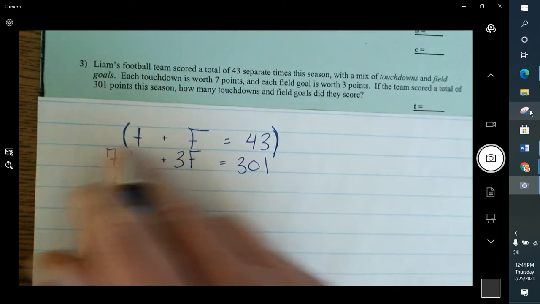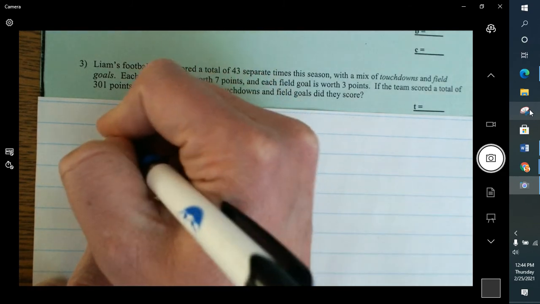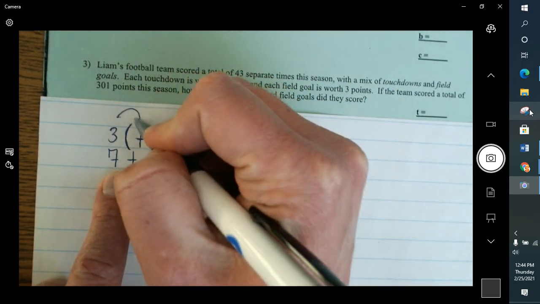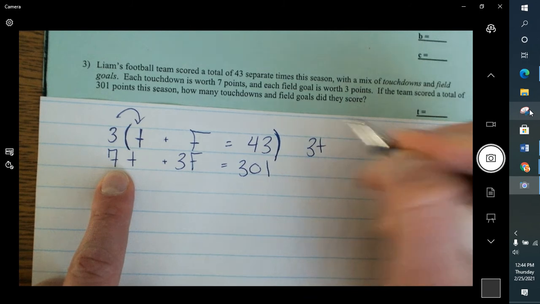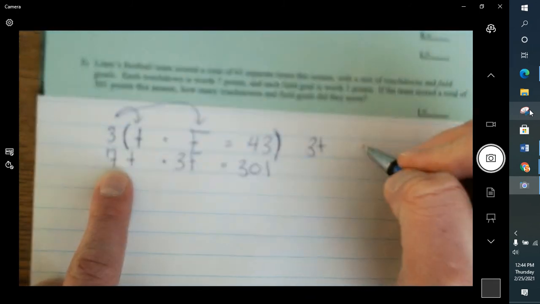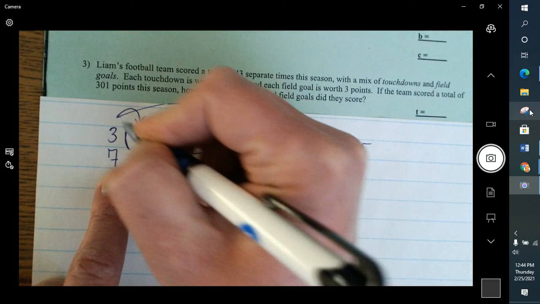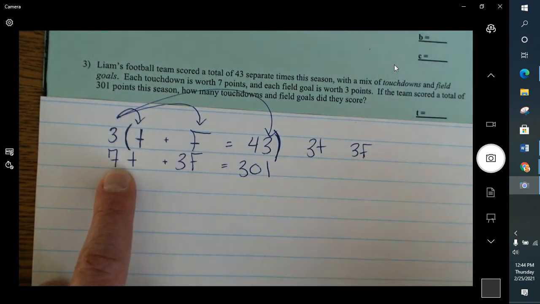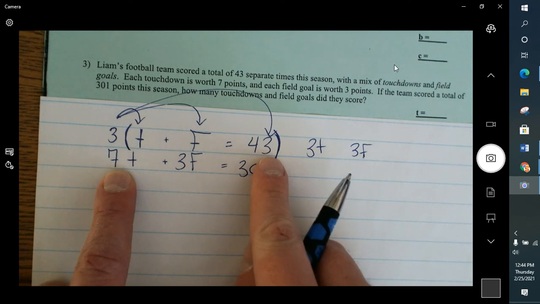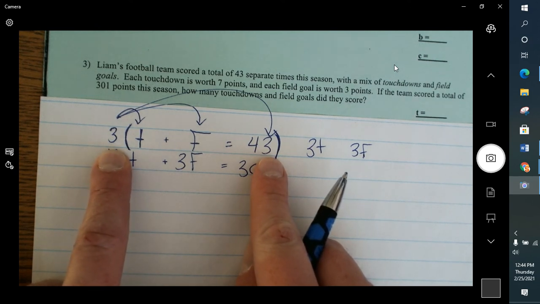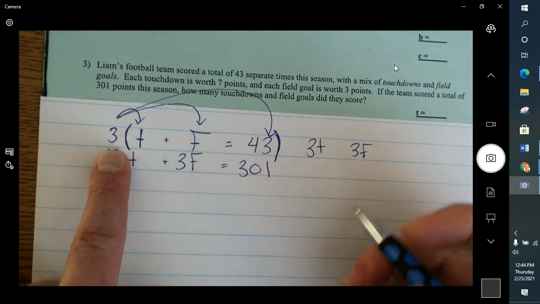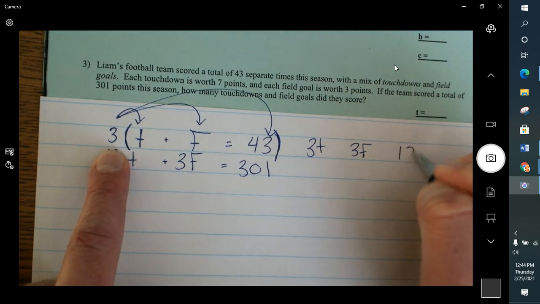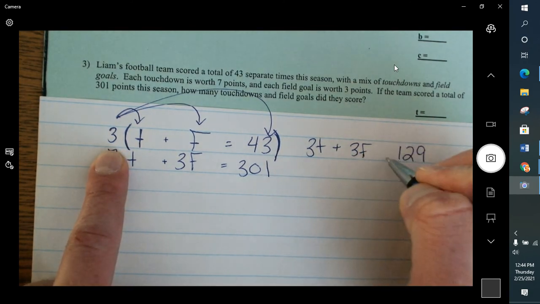I'm going to put that whole thing in parentheses and multiply it by 3. So I got 3 times T is 3T. I got 3 times F is 3F. And then I got 3 times 43. I know it's about 120 plus 3 times 3. 129, looks like. So we got those added and equals 129.